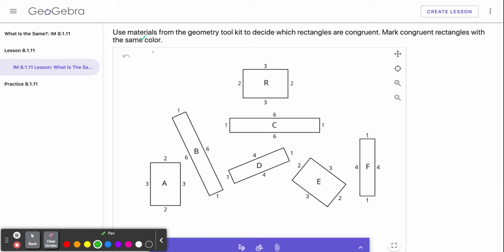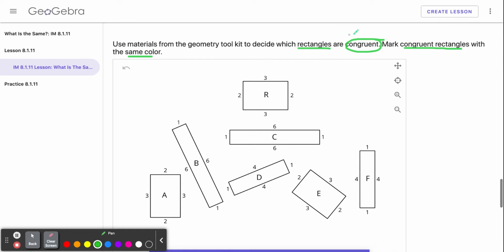So the question is, use the materials from the geometry toolkit to decide which rectangles are congruent. And it wants you to mark the congruent rectangles with the same color. This word congruent really just means the same. And you can imagine in class when we're using that tracing paper, a congruent rectangle is one that you would be able to place directly on top of the other.